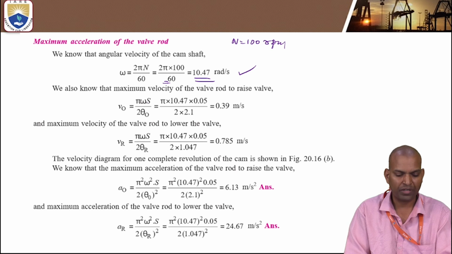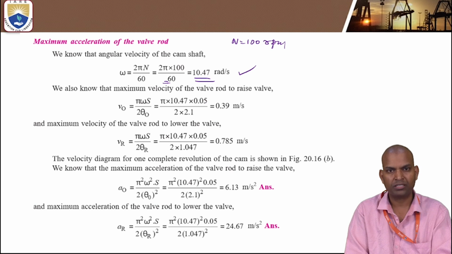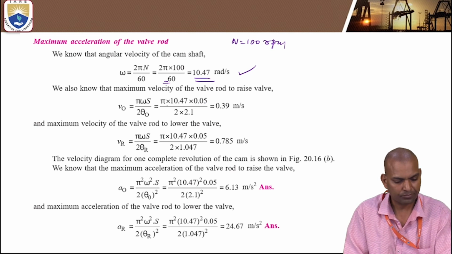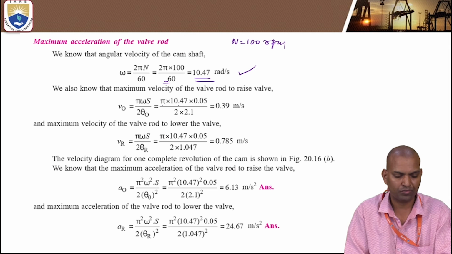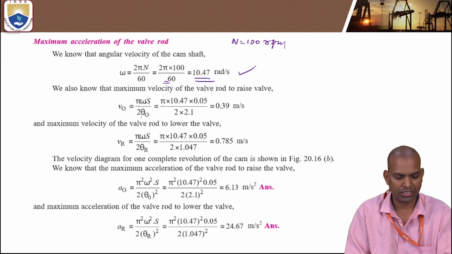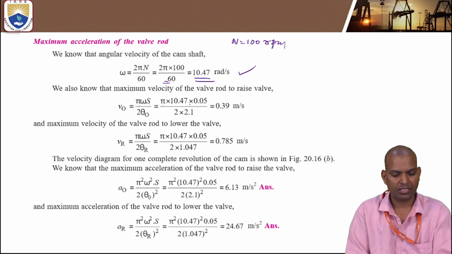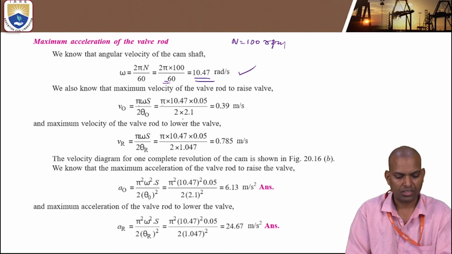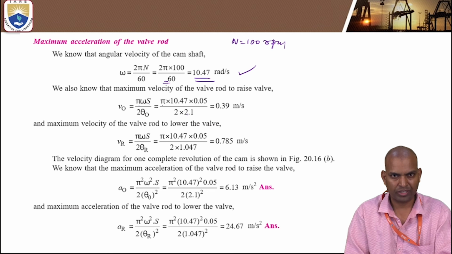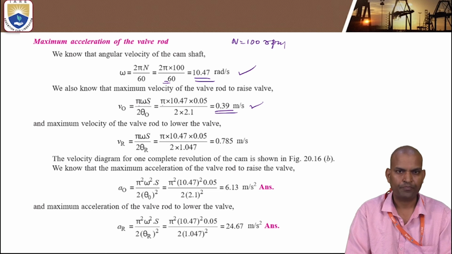What is s? The lift of the follower, that is 50 millimeters, or 0.05 meters. Substitute those values in the formula pi omega s by 2 times theta o: pi times omega 10.47 radians per second, times 0.05 meters, over 2 times theta o. The 120 degrees converted into radians is 2.1 radians, which gives 0.39 meter per second.